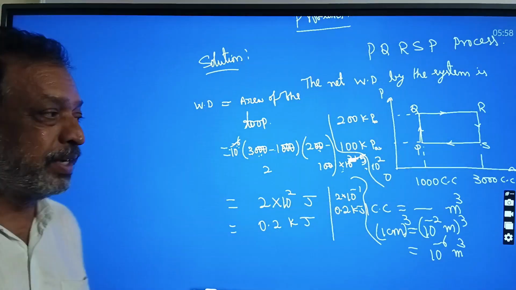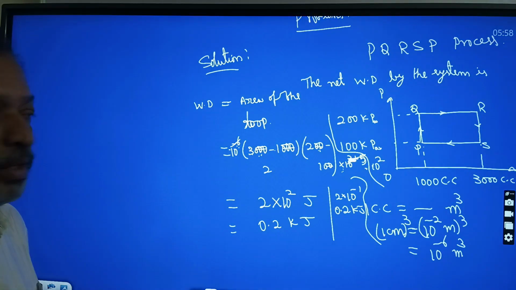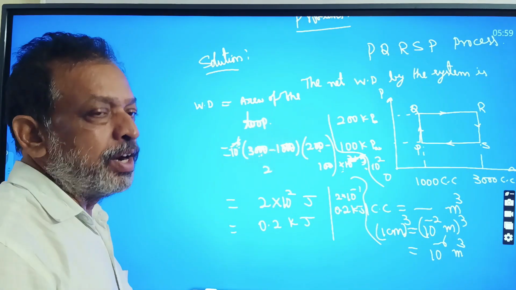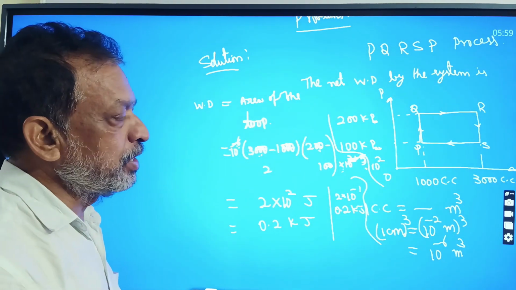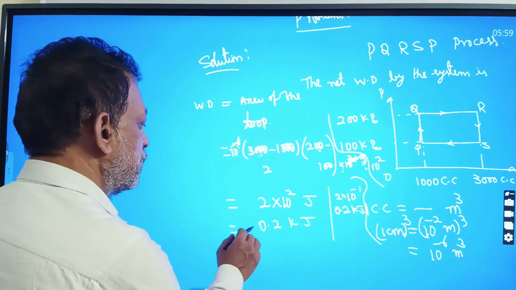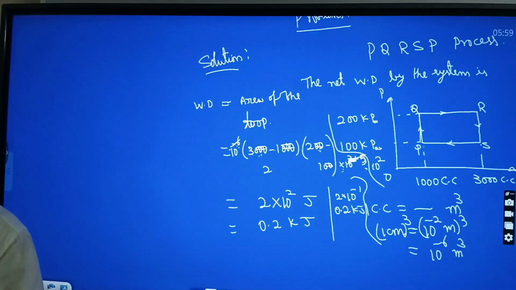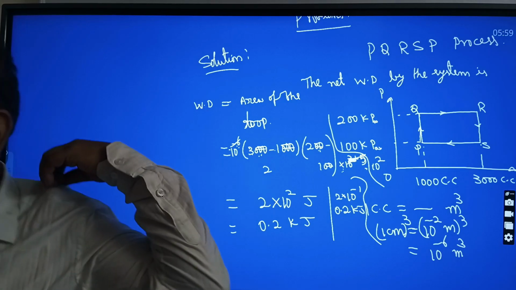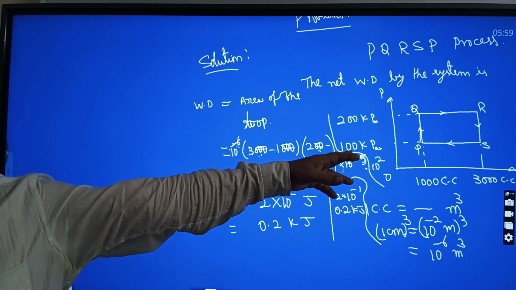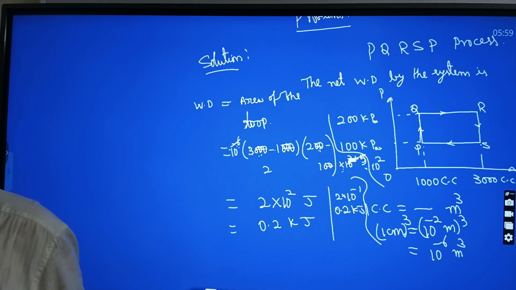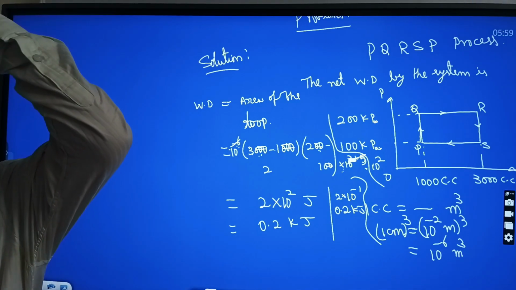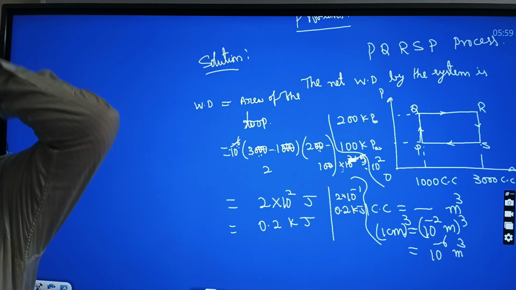Right. So is it negative or positive work done? Anti-clockwise is negative work done. Clockwise is positive work done. So for this loop, clockwise means positive work done, and anti-clockwise means negative work done.